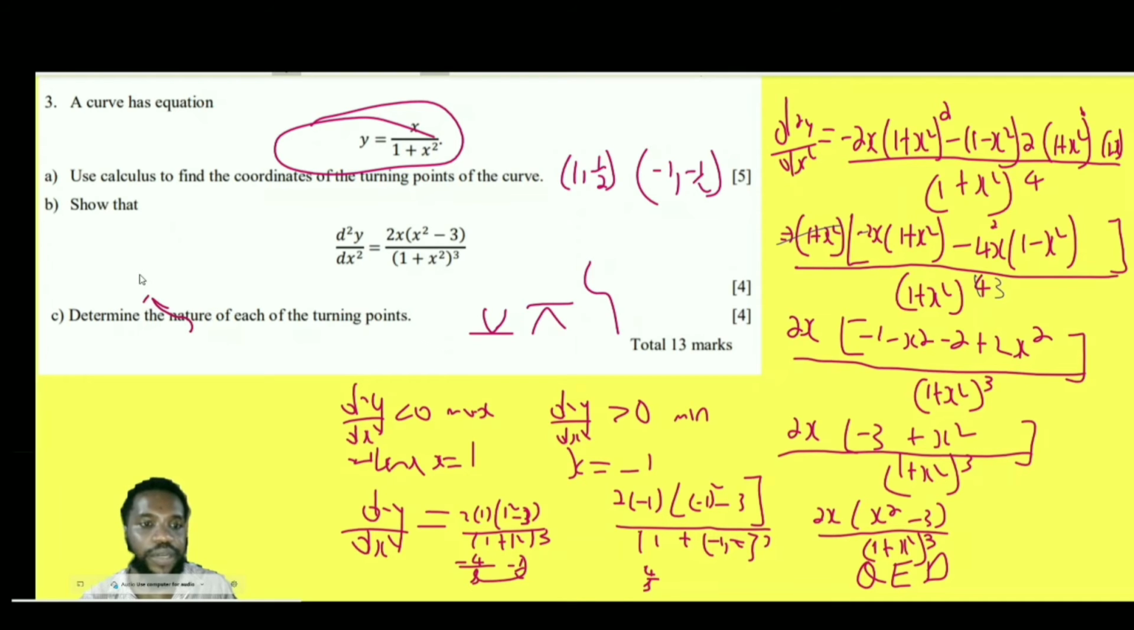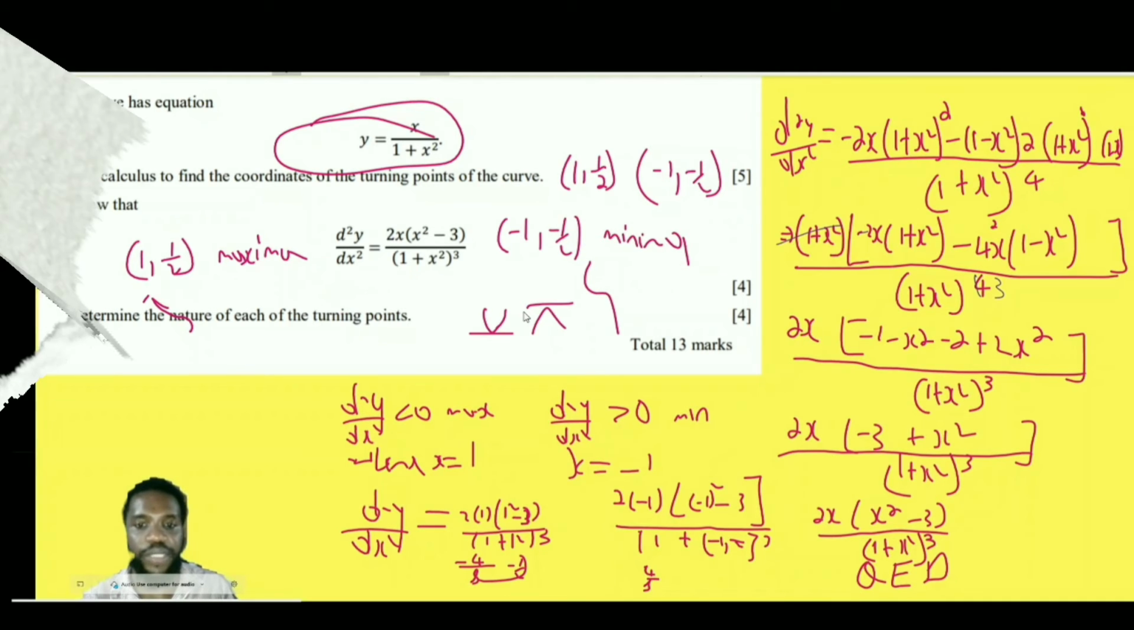So at this point, I can say 1 with a half is what we call, since we got a negative value, a maxima, which means maximum turning point. And negative 1 with negative a half is a minima, which means minimum turning point.